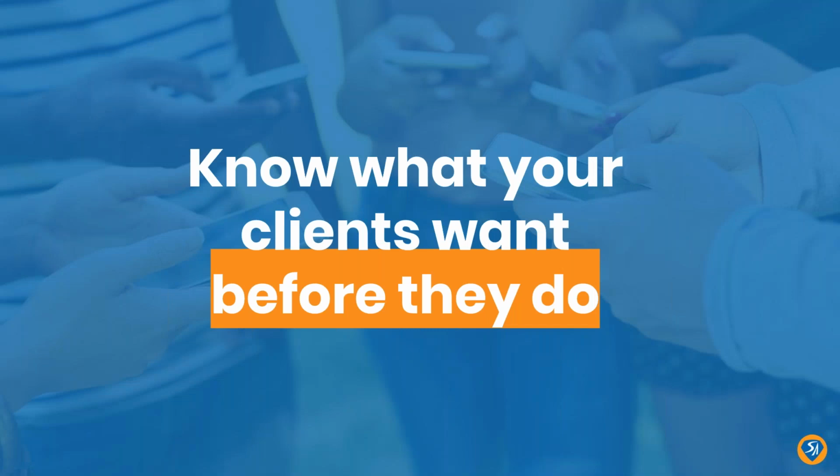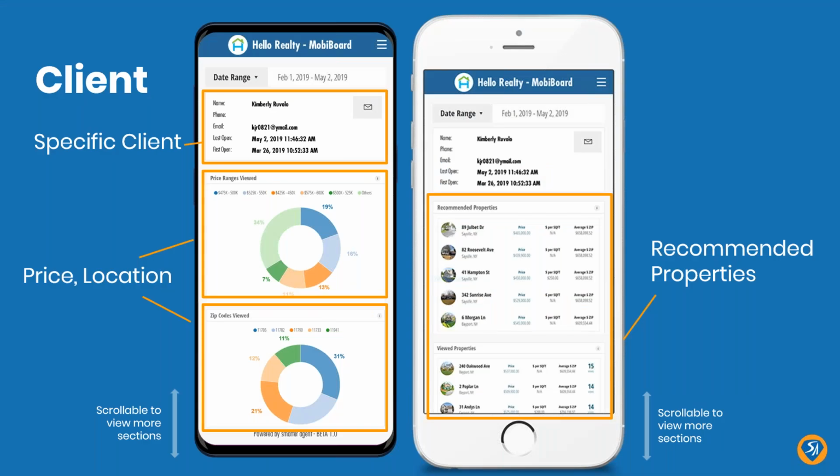And then the third part of the Engage dashboard, where we say allows you to know what your clients want before they do, that would be the client profile of the Engage dashboard. And here's a couple screenshots of what you can see in the client profile. The client contact information when they've created an account, what price ranges they're looking at, and what areas they're looking in. And then over on the right-hand screen on the bottom, we can see what properties they've actually viewed.